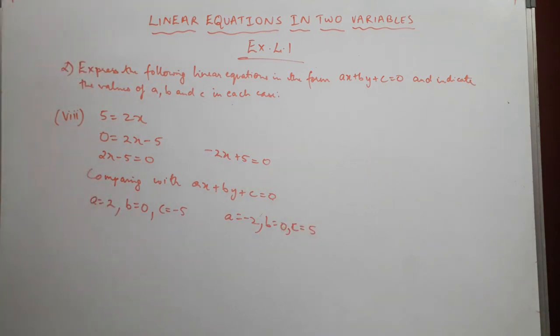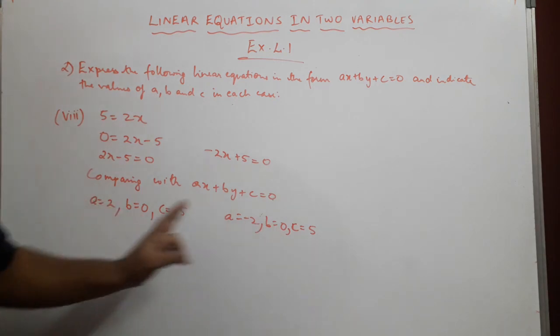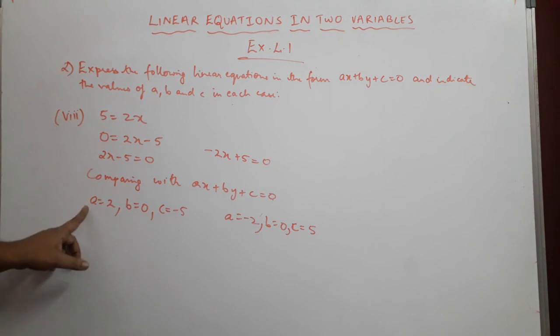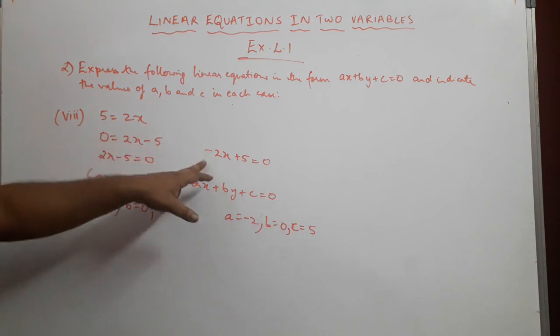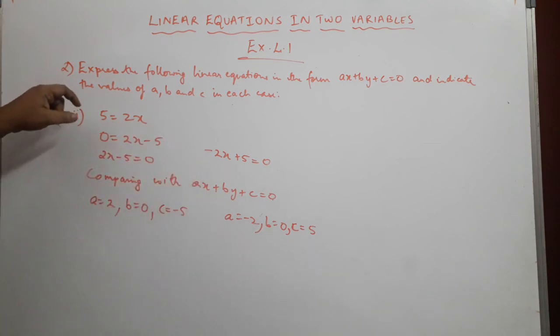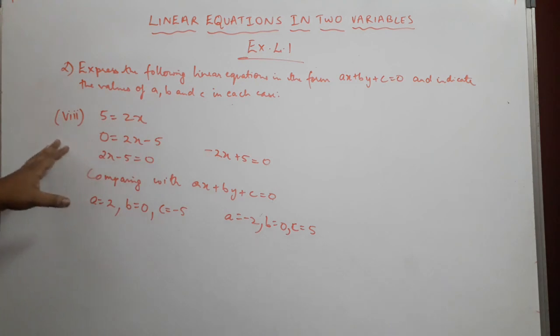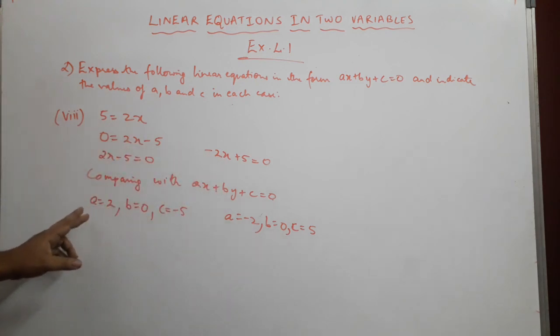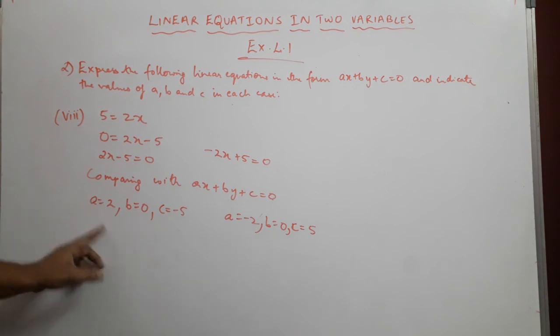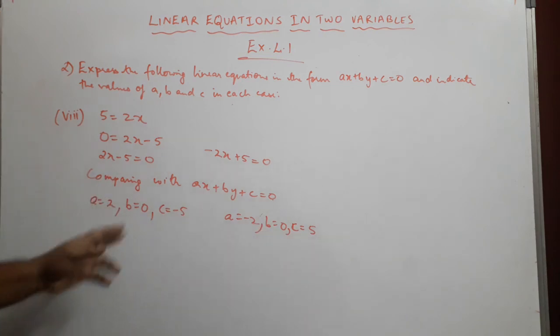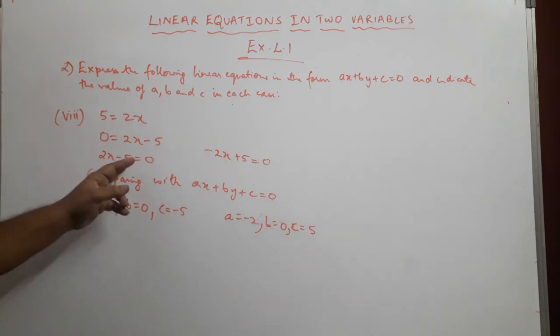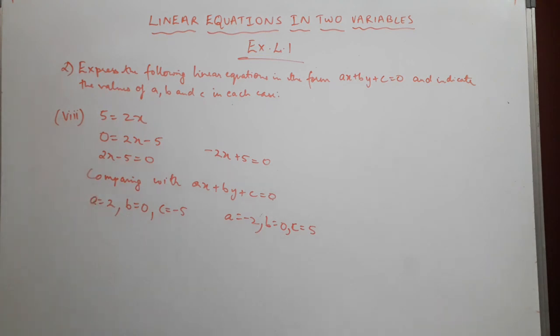So you see, as long as you put the signs correctly, both these answers are correct. Don't feel that if you have done it this way you are right and that is wrong, or the other way around. No, both are correct provided you change the signs accordingly. Here a is positive, here a is negative, here c is negative, but here c is positive. What remains constant with both is the value of b, because there is no y variable, so b remains 0. Okay, so with this we have finished solving question numbers 1 and 2 under exercise 4.1.